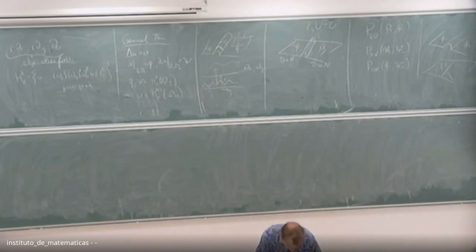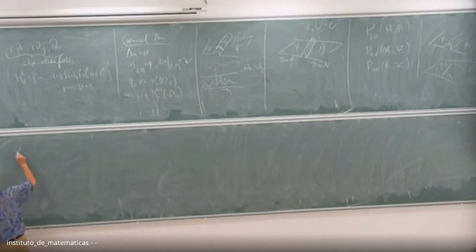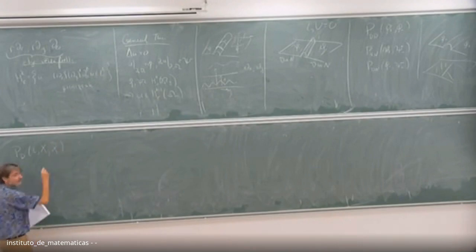Okay, so let me tell you what the Dirichlet Poisson operator is, because it is just the Poisson operator which I'm applying to piecewise discontinuous data, piecewise smooth data. So here's the Dirichlet Poisson operator, P_D of t and x tilde.